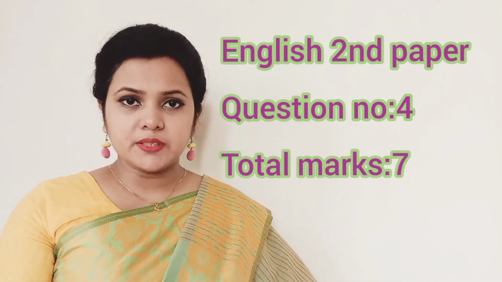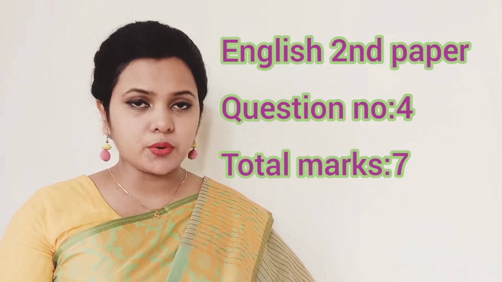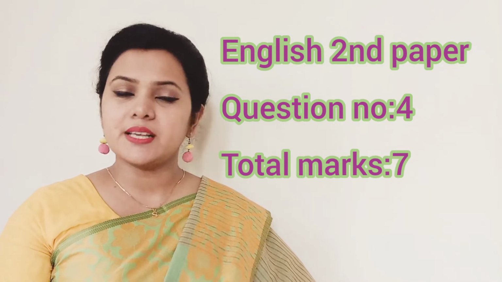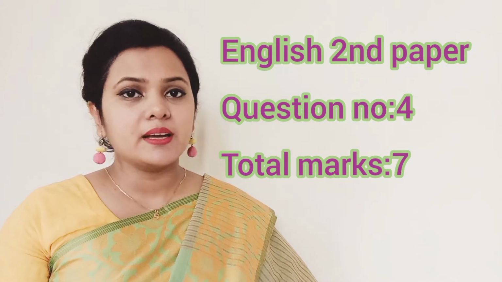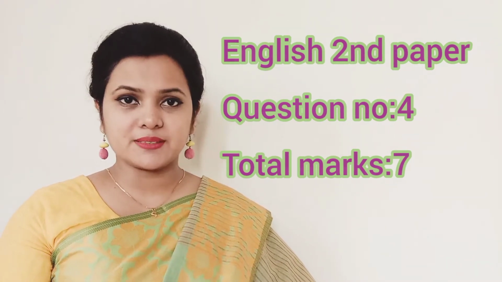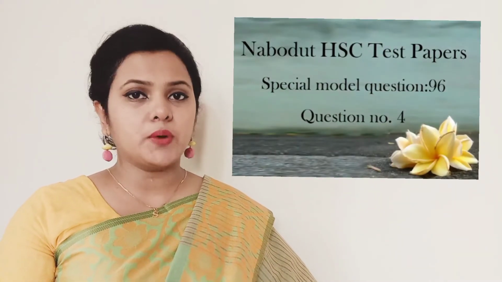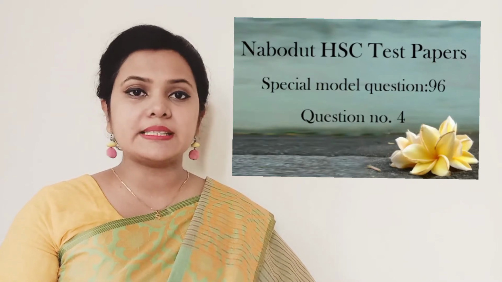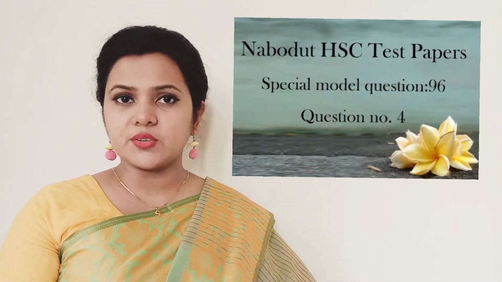According to the new syllabus, we find right form of verb in English second paper, question number 4, and the total mark of this item according to the new syllabus is 7. We are going to have 14 problems. Each problem has 0.5 marks and total 7 marks. Today, we are going to solve an exercise, and while solving them, we will discuss elaborately what are the rules these items are following.